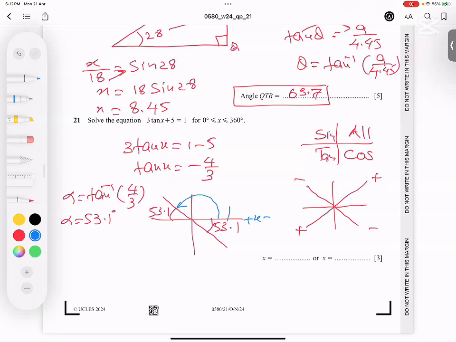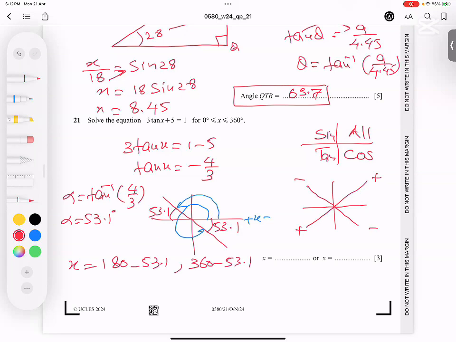So the first answer is 180 minus that. The second is from here till here, 360 minus that. I hope both parts are clear. So first answer, 180 minus this. Second answer, 360 minus this.